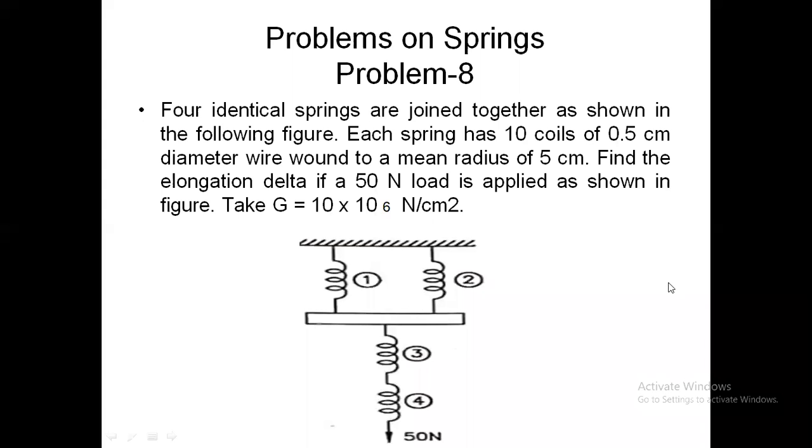Guys, can I continue the class? Because I want to wind up springs today. Yes, sir, start. Okay, all of you, then log out and please log in again with the same link. We will start doing one problem, and the 8th one.